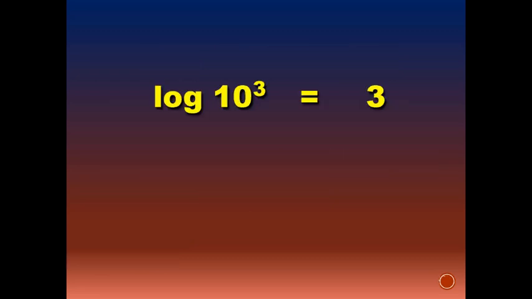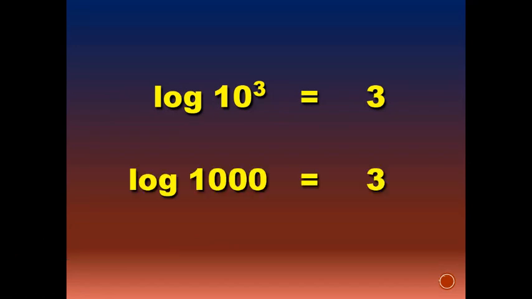Now let's see this principle in action with a concrete example. We have log of 10 cubed equals 3. Here's why. When we take the logarithm of 10 cubed, we're asking what power the base 10 is raised to. The answer is 3, because 10 to the third power gives us 1,000. The logarithm simply extracts that exponent, the 3, and gives it back to us. This is exactly what happens in the pH formula when we apply the negative logarithm to the hydrogen ion concentration. The log function pulls out the exponent, which becomes our pH value.